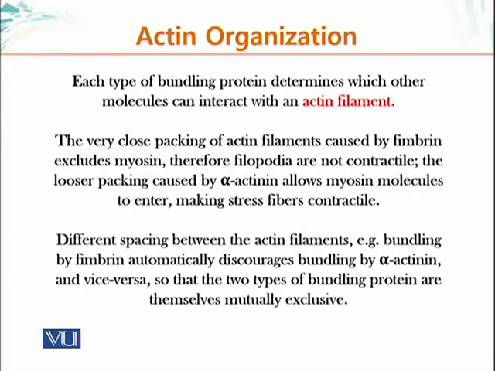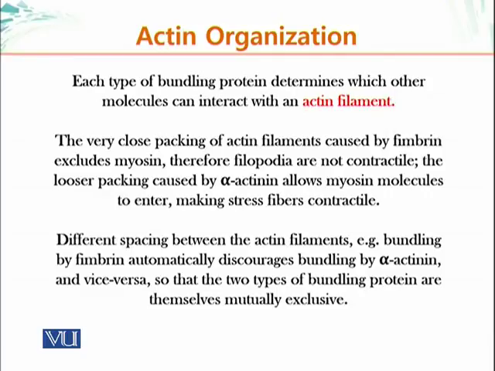Each type of bundling protein determines which other molecule can interact with the actin filament. Myosin II is the protein in stress fibers and other contractile arrays that is responsible for their ability to contract. The very close packing of actin filaments caused by fascin excludes myosin, therefore filopodia are not contractile. The looser packing caused by alpha-actinin allows myosin molecules to enter, consequently making these stress fibers contractile.